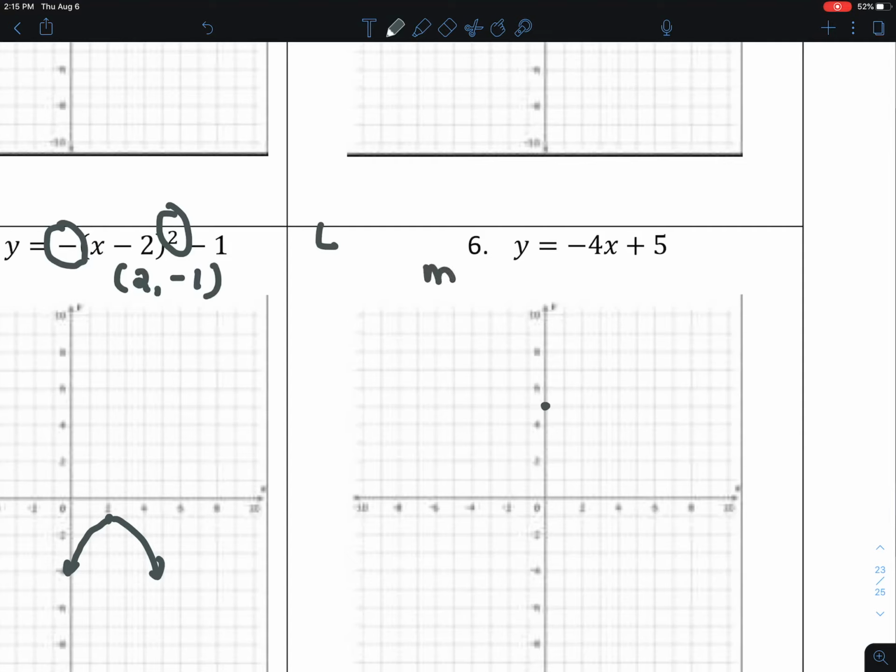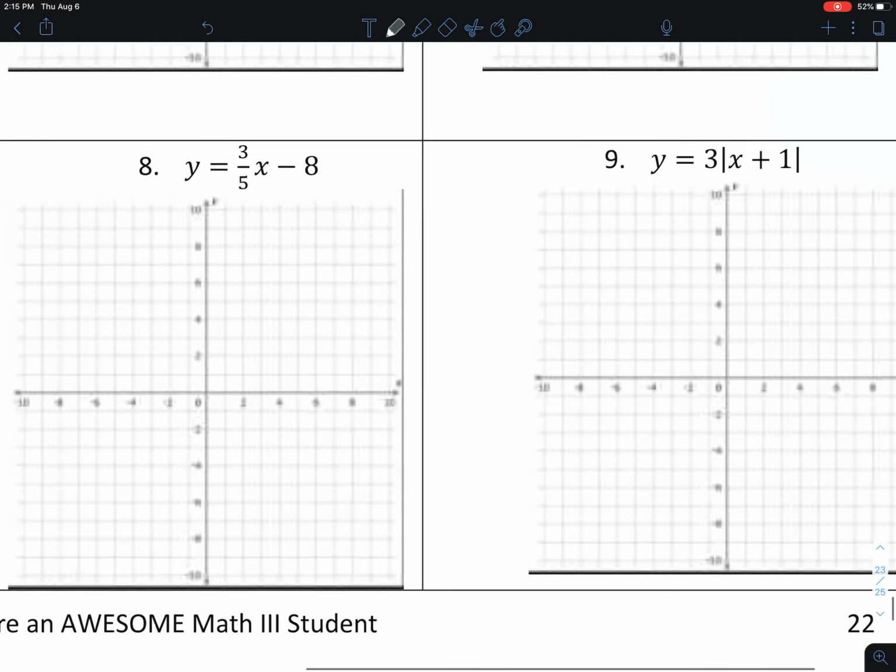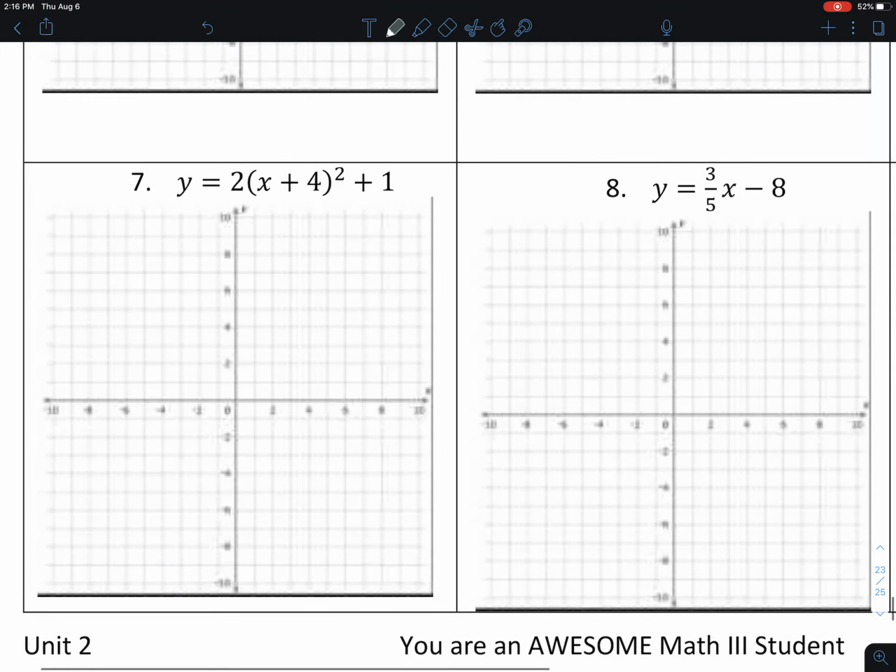Number 6, this is linear. It's a linear function. It has a y-intercept of 5. It has a slope of -4. So we have a slope of -4 and a y-intercept of 5. So we're going to go down 4 and over 5. And it's negative, so that's why I'm going down. I'm going to go down 4 and over 1. So that's going to look like that. Just remember, slopes can be written as anything over 1. Sorry about that.